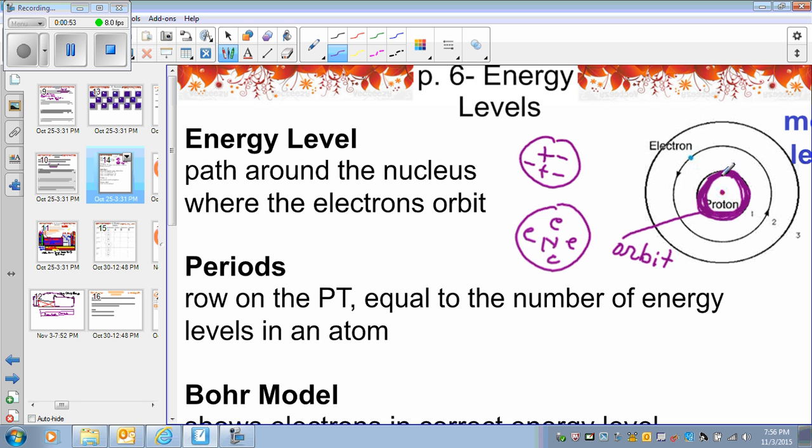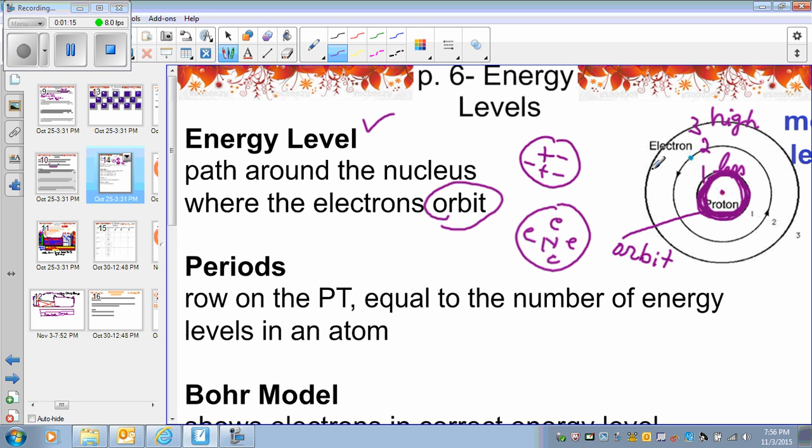An orbit that is close to the nucleus has less energy, and the one that's away from the nucleus has high energy. So since they have different energies, they're called energy levels. So the path around the nucleus where the electrons orbit is called an energy level. So this is energy level 1, energy level 2, energy level 3.